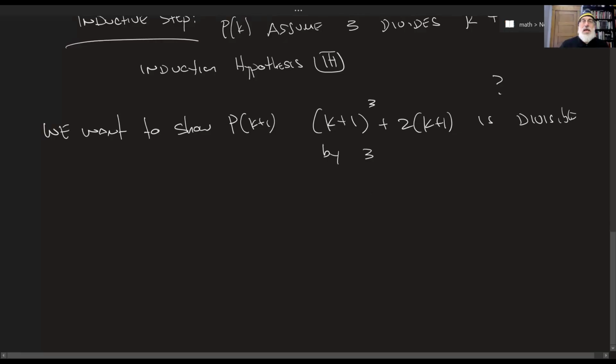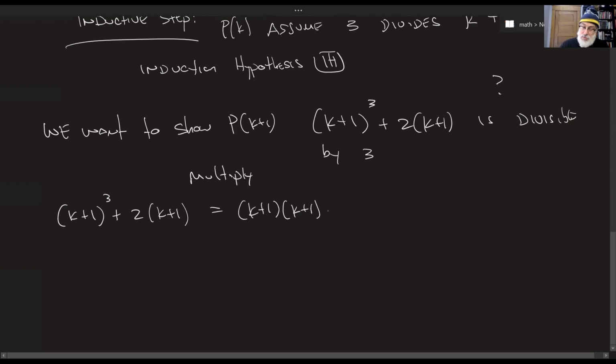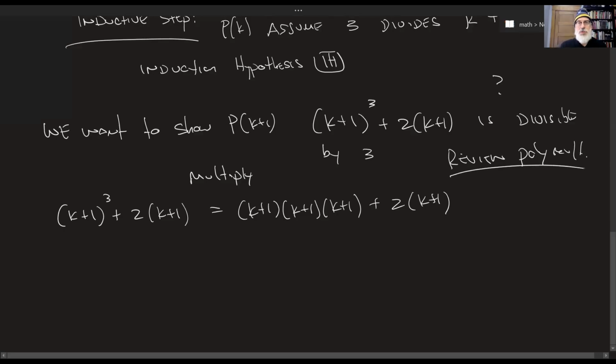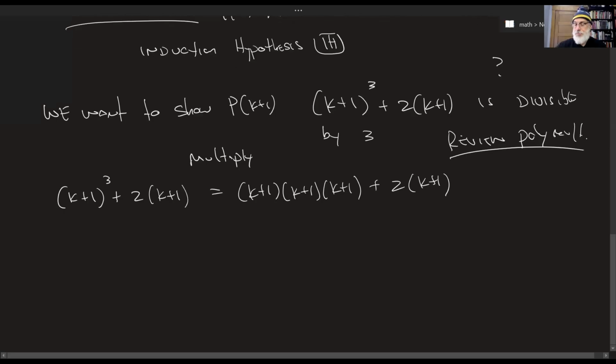And we're going to do that by looking at (k+1) cubed plus 2(k+1). But what is this? Well, let's multiply it. I'll write it literally first. You can see that we're multiplying k plus 1, the binomial, 3 times, and we're going to add it to 2 times (k+1). So if you need to review polynomial multiplication, we have a video for that. I will link it in the description if you need some review.